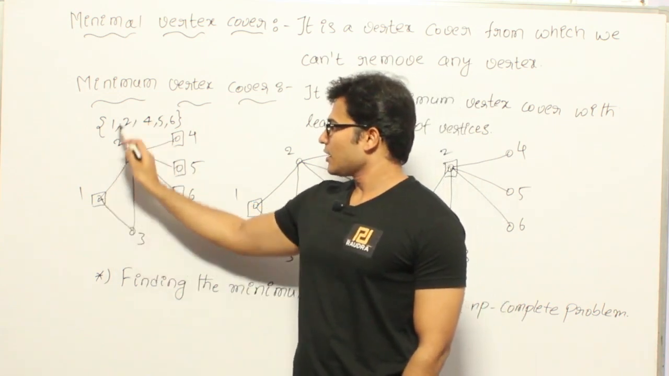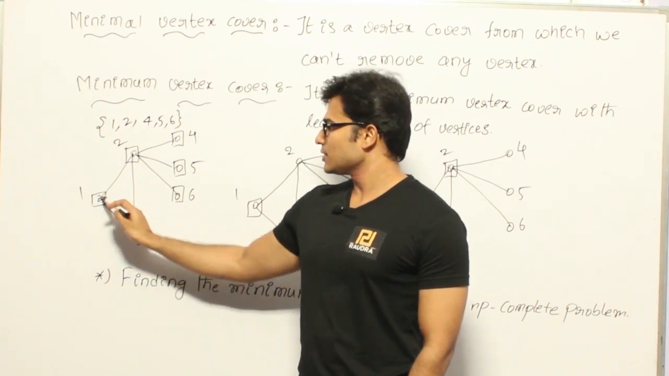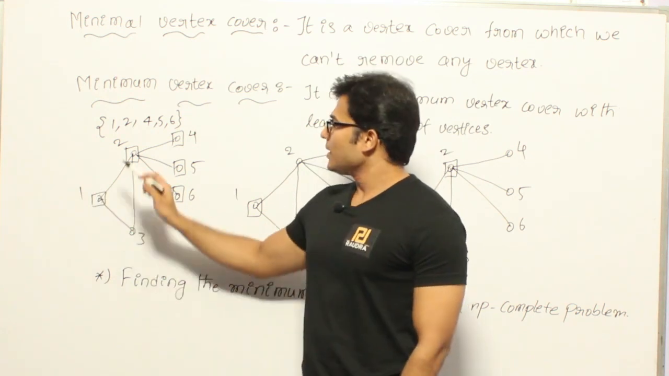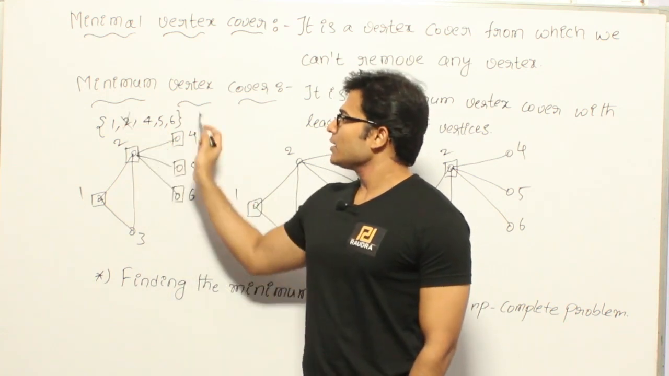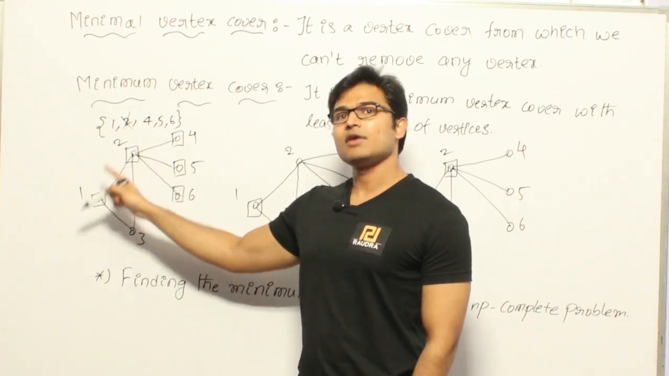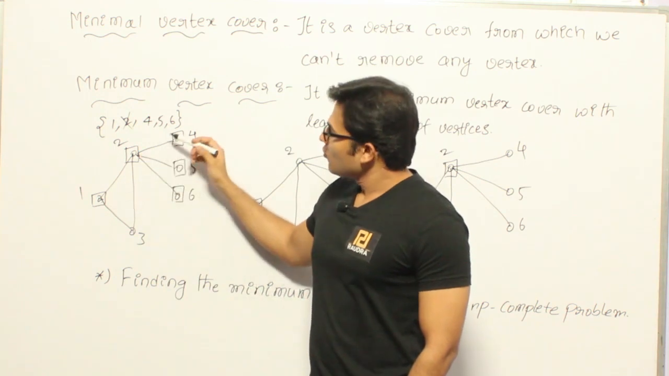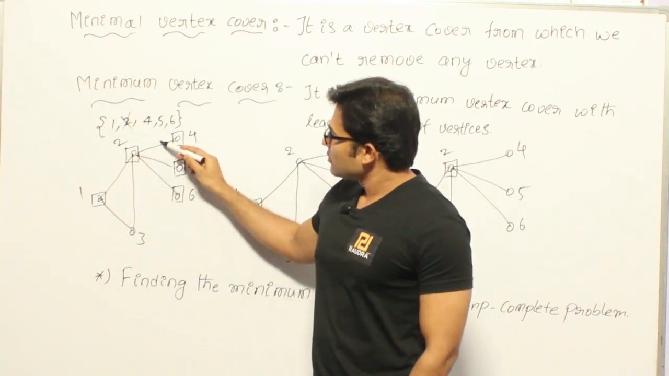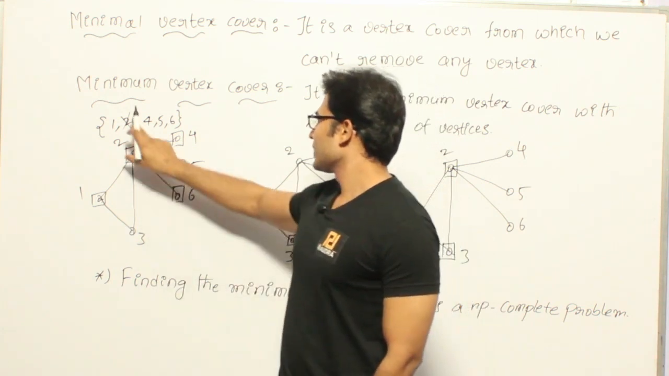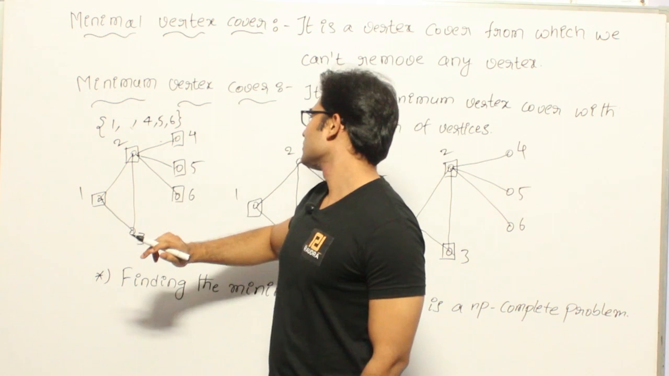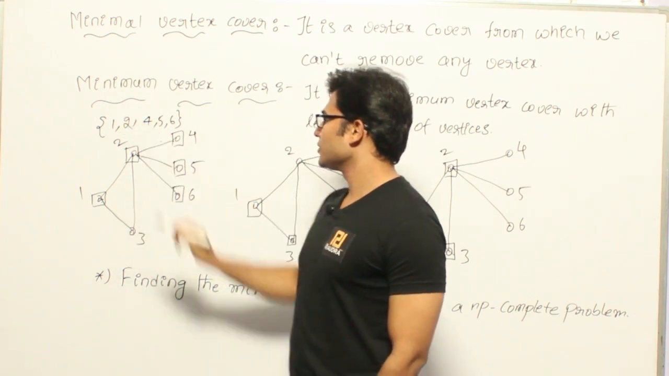1 is required, because if I delete 1, there is no one to cover the edge 1, 3, right? But then if I delete 2, am I still going to get a vertex cover that covers all the edges, isn't it? If I delete 2, 4 is covered. Okay, 3 is not covered, right? So I think I cannot delete 2. 2 should be there, right? If I delete 2, the edge 2, 3 will not be covered.